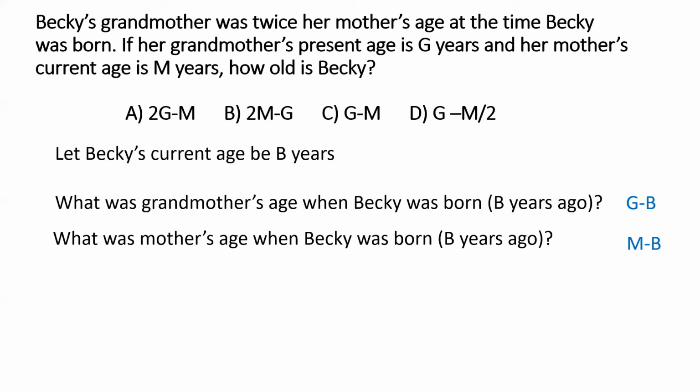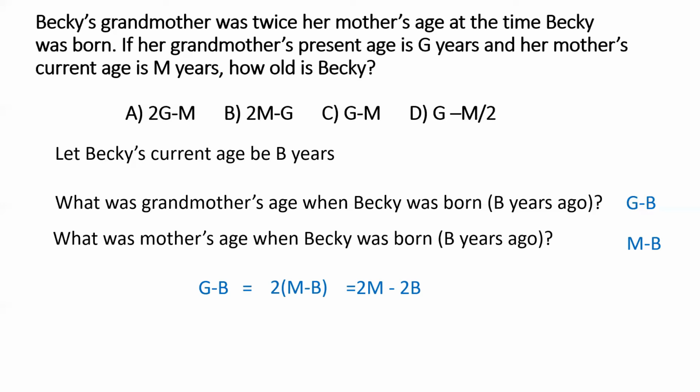Now, the first line of the word problem basically states the relationship between these two quantities. It states that Becky's grandmother's age at the time Becky was born, which is G minus B, was twice her mother's age at that time. So G minus B is equal to 2 times M minus B. So now we have to solve this equation and get an expression for Becky's age B in terms of grandma's age G and her mother's age M.